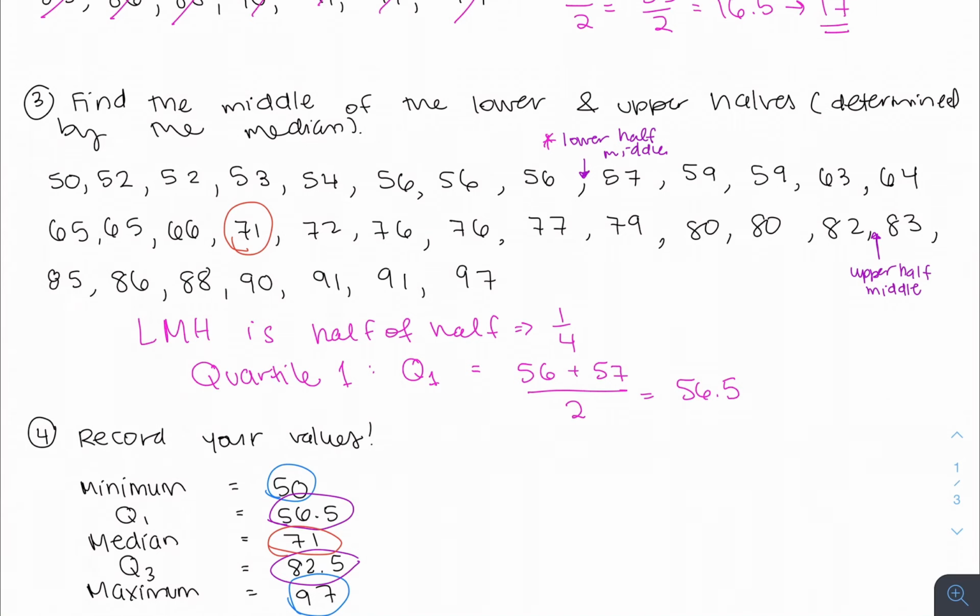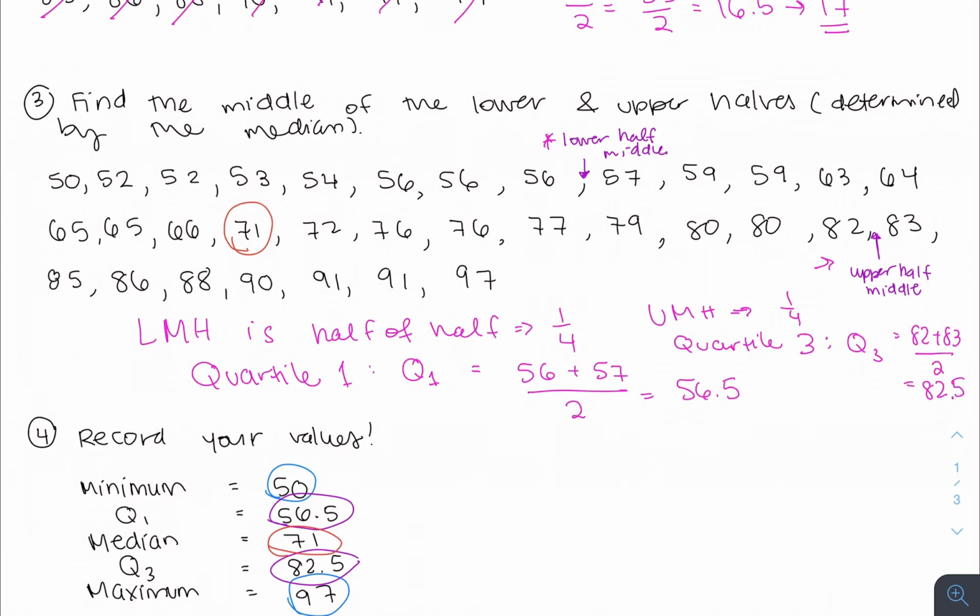Similarly, the upper middle half, which I'm calling upper half middle here, is again half of half. So it's also a quarter, which is quartile 3, called Q3, and we calculate it the same way. 82 plus 83 divided by 2 equals 82.5.